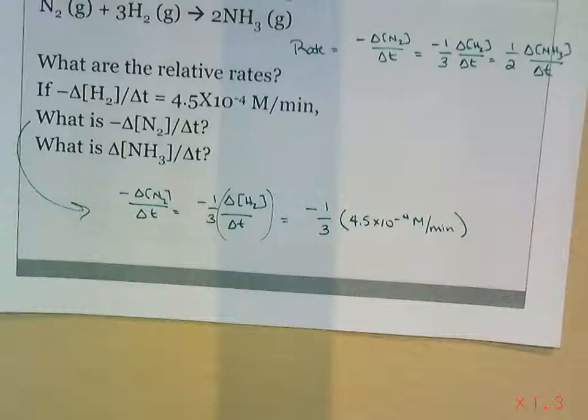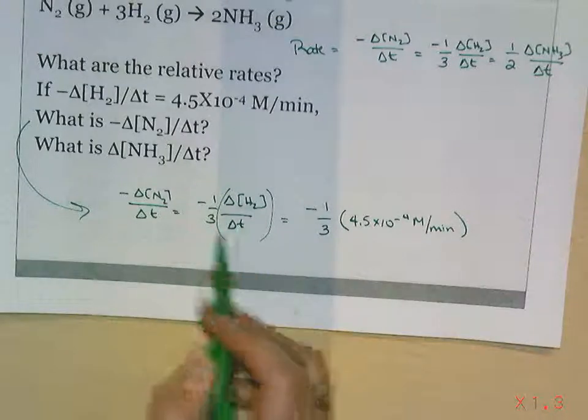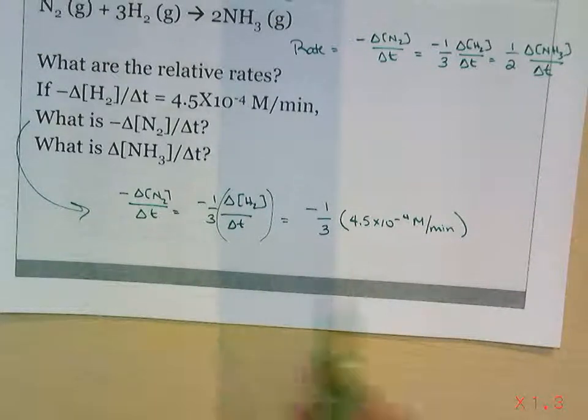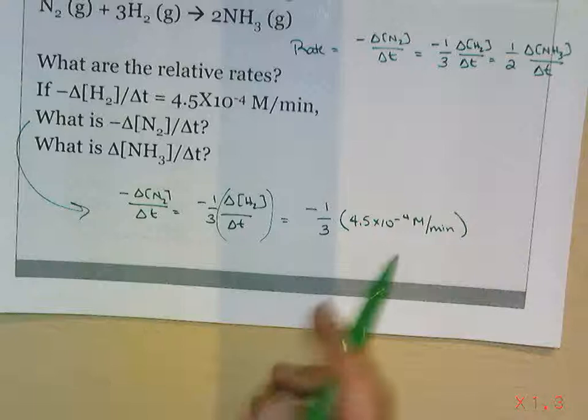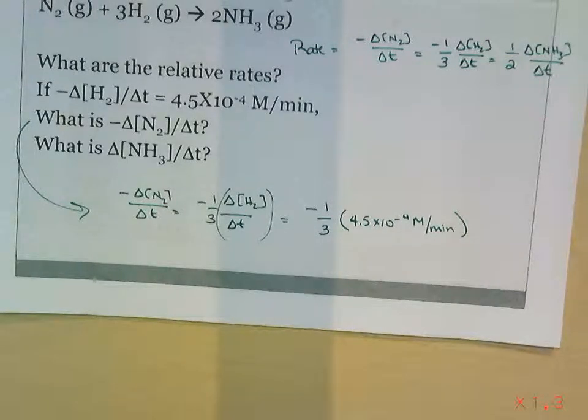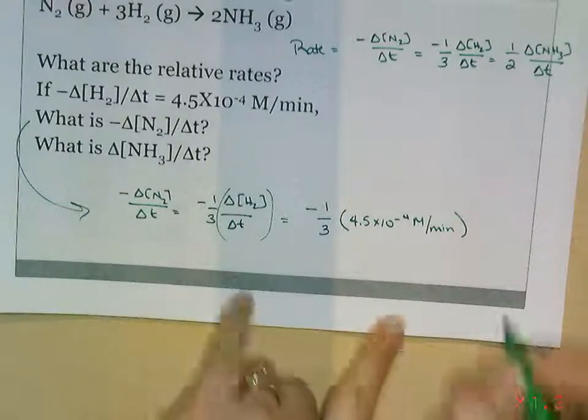Make a little more visual sense. I have this equation equal to negative 1/3 that rate, but I know that rate, so I just need to plug it in. Do they have to be positive for that? Do the two negatives cancel out or not? No. So what does that turn to be?